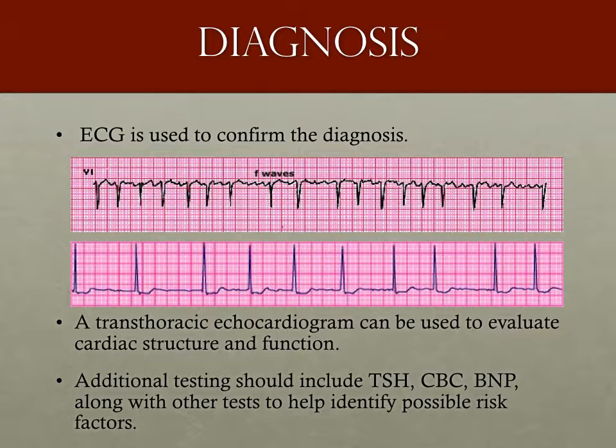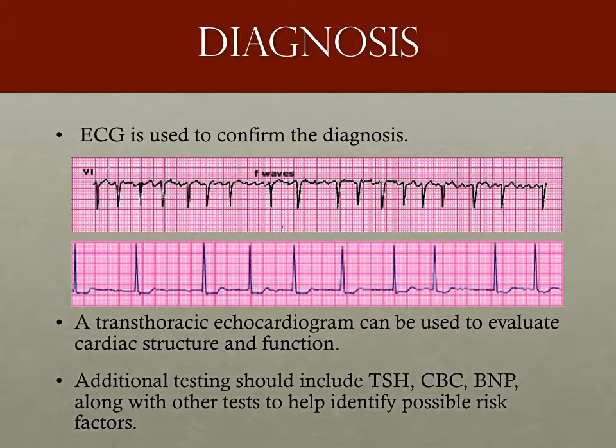The top rhythm strip shows a coarse AFib with moderate ventricular response. The two characteristic findings of AFib are present: the very rapid atrial fibrillatory waves and the irregularly irregular ventricular response. So the R to R interval between beats is unpredictable. The bottom rhythm strip represents minimal atrial activity, with the only finding suggestive of AFib being the irregularly irregular ventricular response.